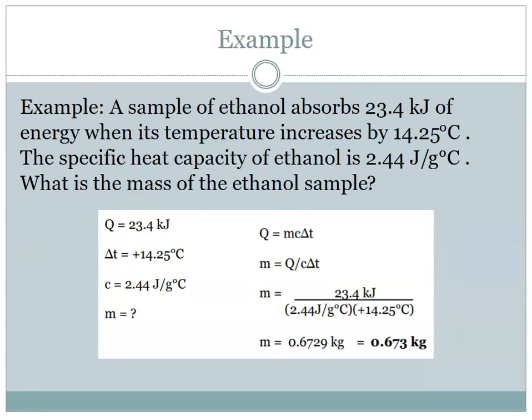In this example, you are given the amount of energy absorbed by ethanol and asked to solve for the mass of ethanol. The equation can be rearranged to allow you to solve for m. Pay attention to the units here. Since kilojoules were used instead of joules, the answer ends up being kilograms instead of grams. As questions get more complicated, be careful to ensure that each value in Q equals mc delta T corresponds to the same substance.